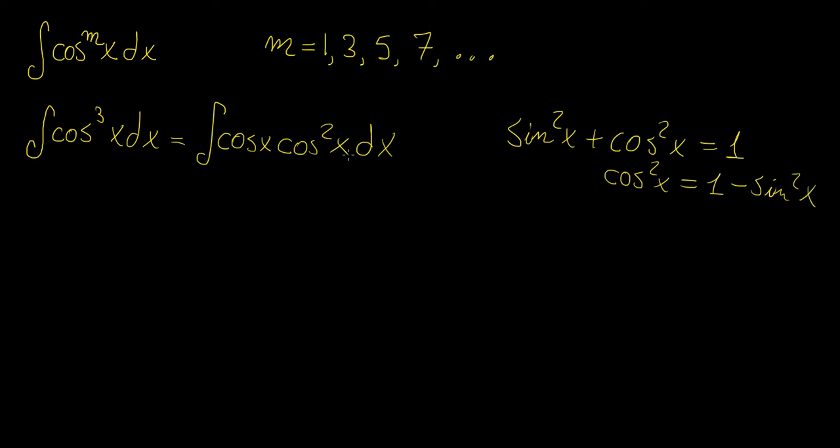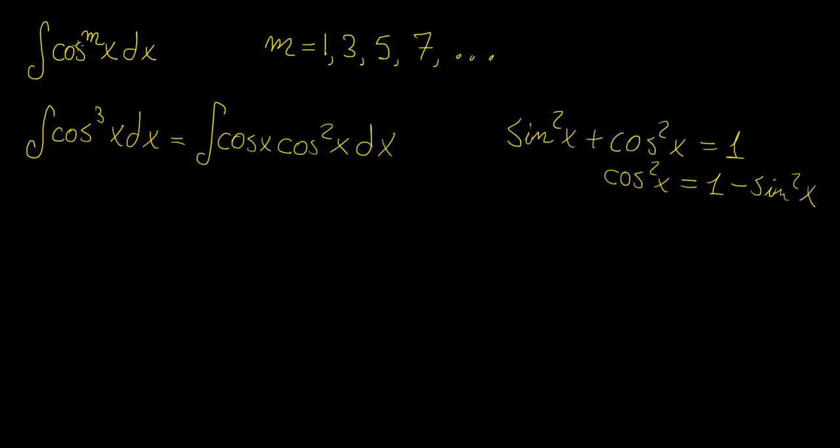And now we can change cosine squared x for 1 minus sine squared x. If we put that in here, we can make a substitution, say u equals sine x, then du becomes cosine x times dx, and then we can perform the substitution to reduce this to a much simpler integral to deal with, and then substitute back in the end.